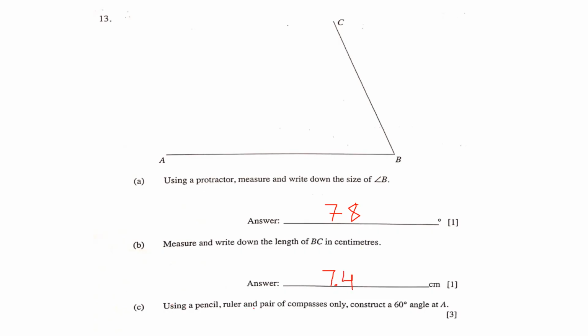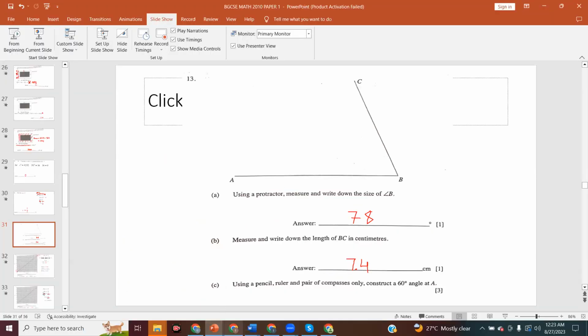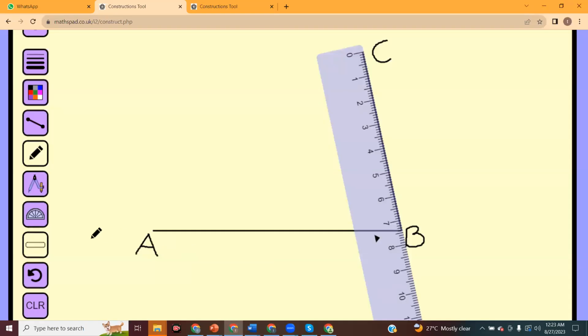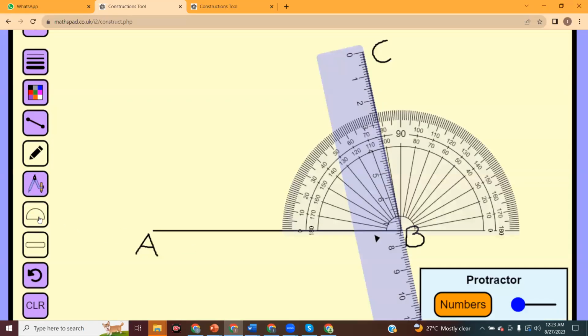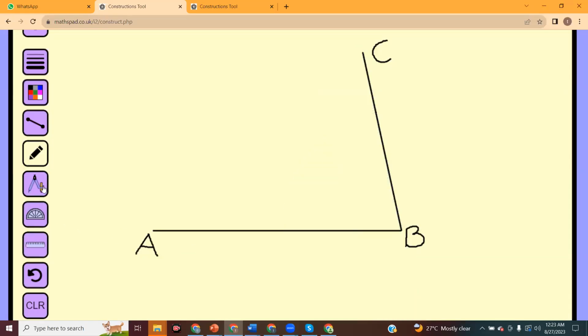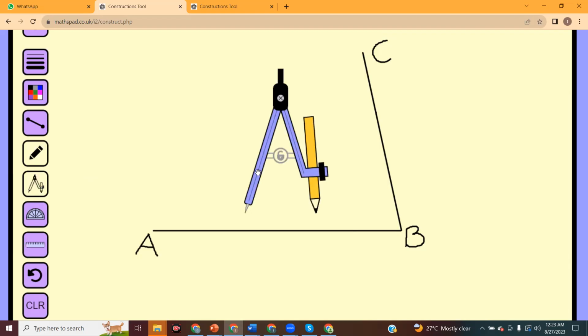Now notice C says using a pencil, ruler, and pair of compasses only, construct a 60-degree angle at A. So we have to go to A and construct a 60-degree angle. We cannot use a protractor in the construction process. We have to use a pencil, a ruler, and a compass. And so let's look at this.